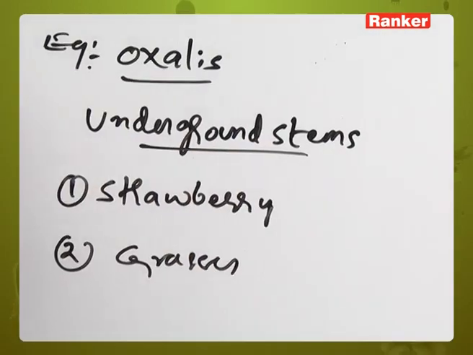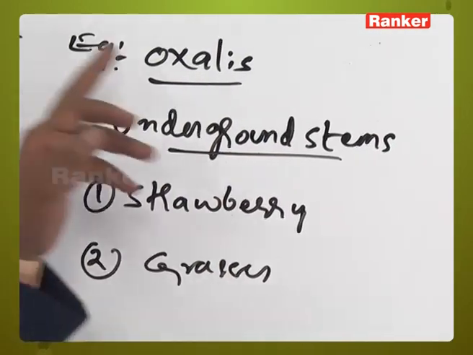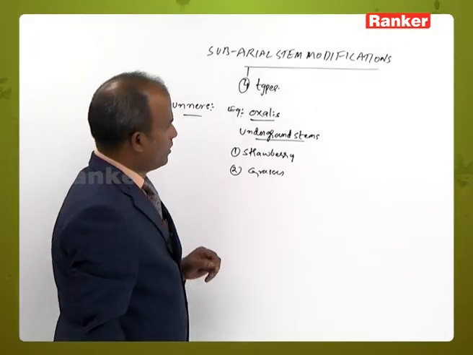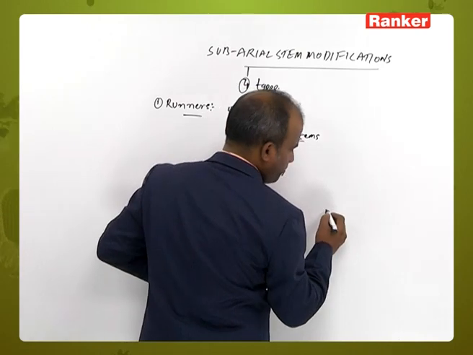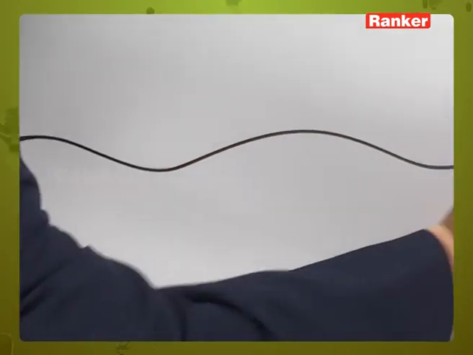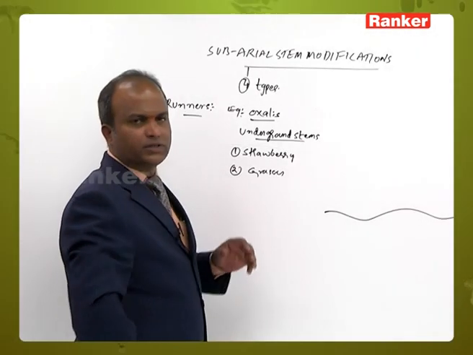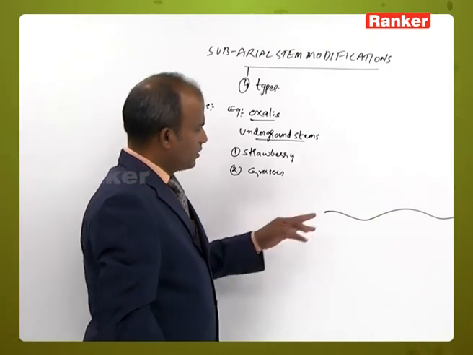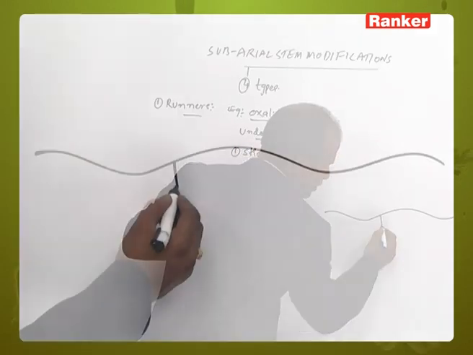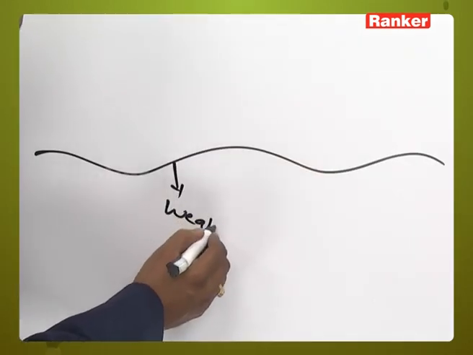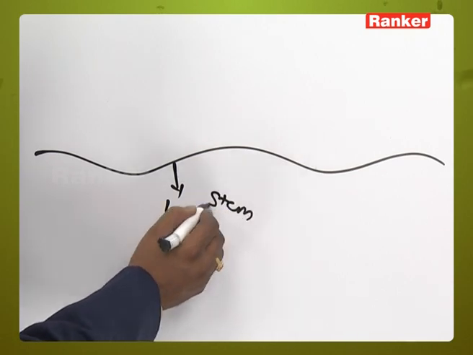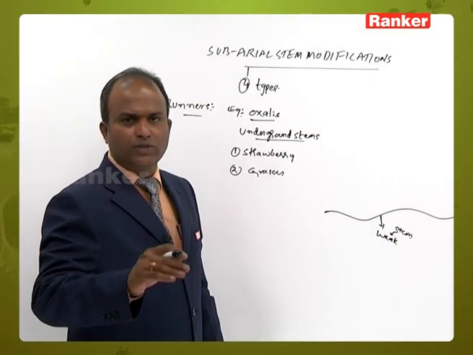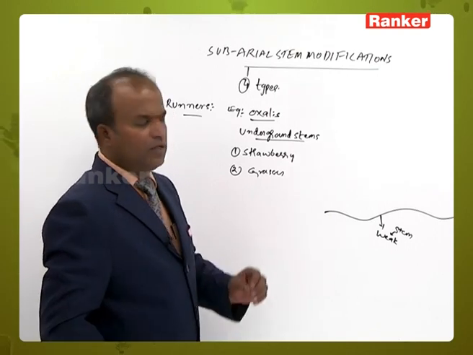In your textbook, they give the explanation of runners taking oxalis as one of the examples. In oxalis, the stem itself crawls over the ground. That means the stem is weak. So that's why it crawls over the ground, or creeps over the ground, or runs over the ground.